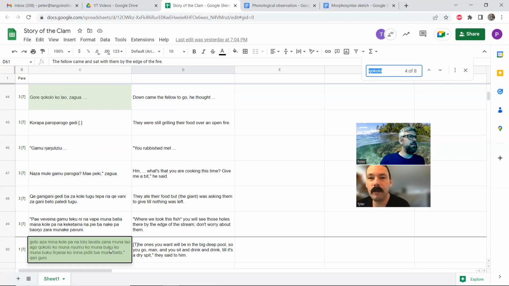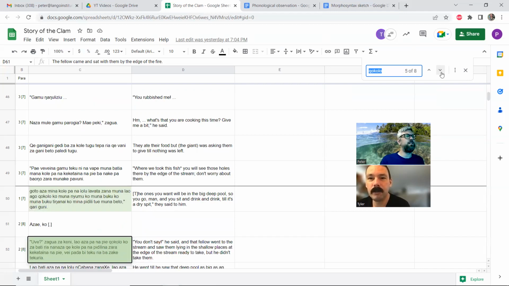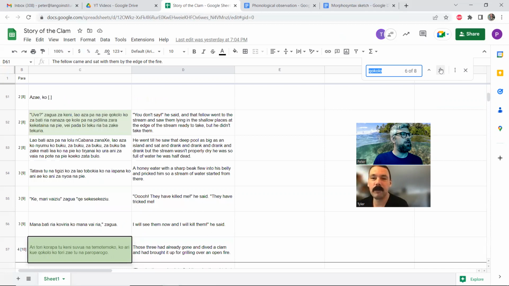So you go, man. We'll be in the big deep pool. So you go, man, and sit down. Sit and drink a drink. Gonkolo. But this might be from like Gonkol or something, not Kolo. Yeah, I sure would agree with that. Fits into our schema that we've identified.